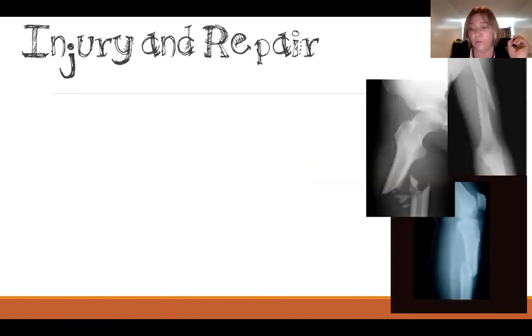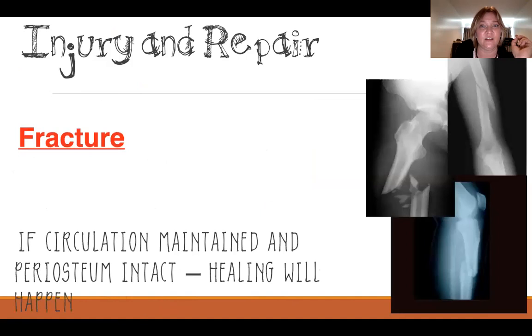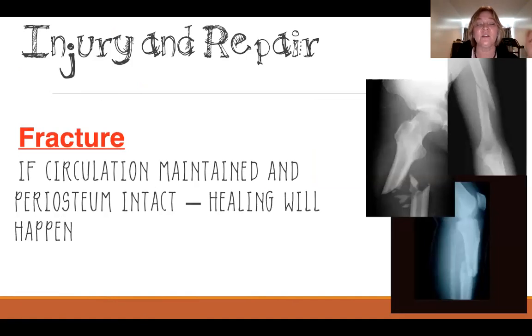So what happens when a bone is injured? It's called a fracture. If circulation is maintained and the periosteum remains intact, healing will happen. However, I've never had a broken bone, knock on wood, but I know that if you do not have it, what do they call it? Set. If they don't set the bones, which means put them back in place, then it will heal in whatever position it's left in, which is why they give you a cast.